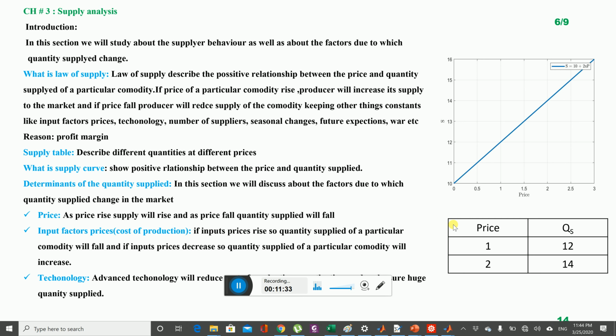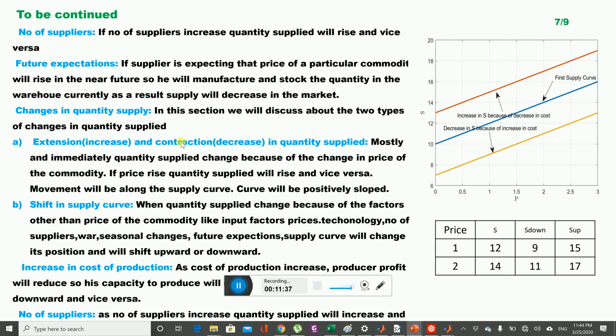Now we are proceeding toward the number of suppliers. This is also one factor due to which the quantity supplied increases. If the number of companies increases, at the same price of the commodity, supply will also increase. Number of companies increases, price does not change, but supply increases.